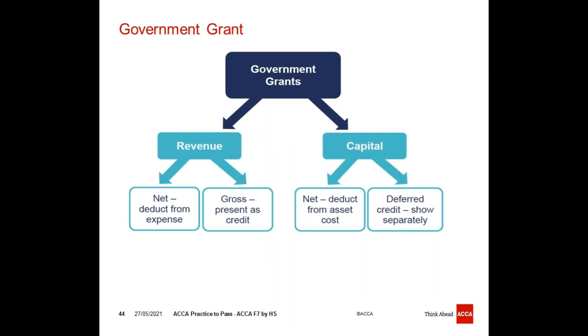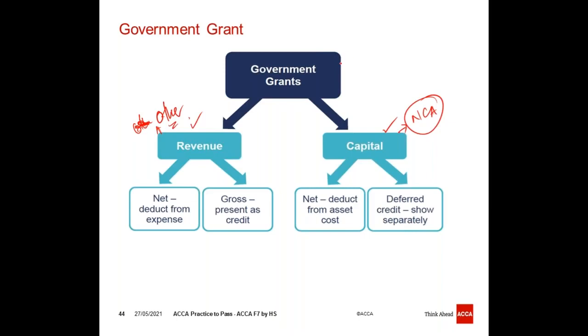Now, one more accounting standard which is important for this attempt is IS 20, government grant. The first one is the grant related to the revenue and grant related to the capital. Grant related to capital means the government grant which they provide for non-current assets. And all other types of government grant will be considered as a revenue grant.